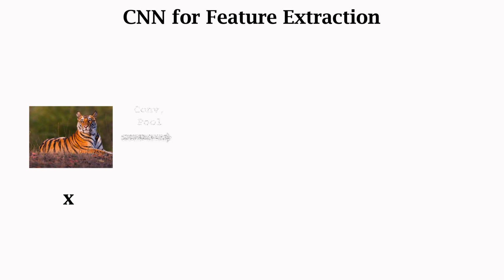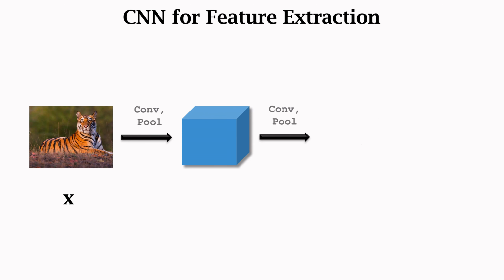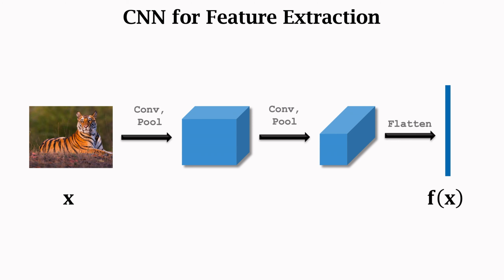Let's build a convolutional neural network for feature extraction. The neural network can have convolutional layers, pooling layers, and a flattened layer. The input is an image. Denote the input image by x. The output is the feature vector. Denote the output feature vector by f of x.